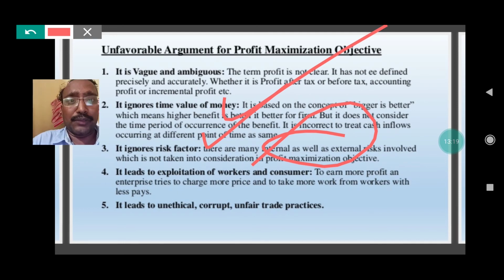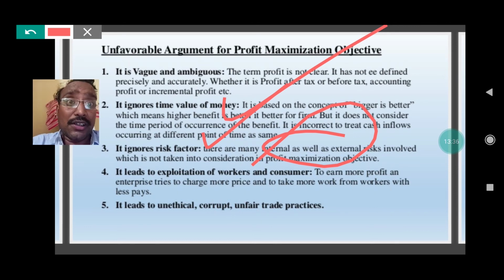Per capita income, national income, even if it is low you can't make a profit. So, take for the present situation only, there is no employment, nothing, because corona has eliminated all the things. So it ignores the risk factor. Profit maximization will ignore the risk factor.